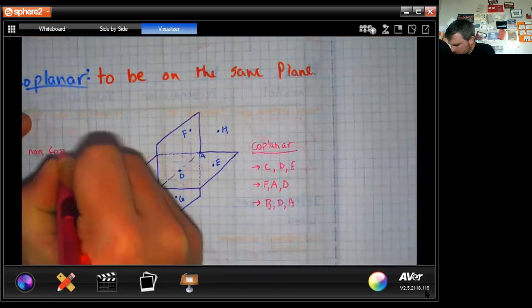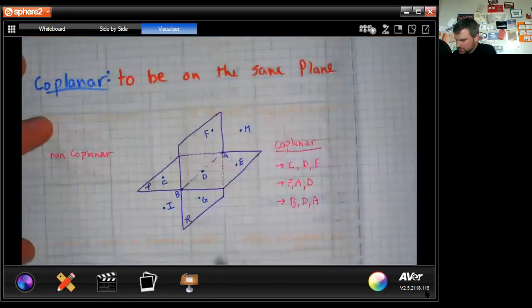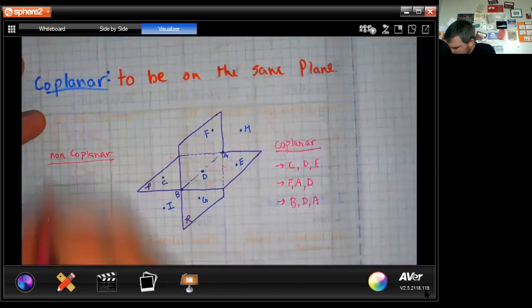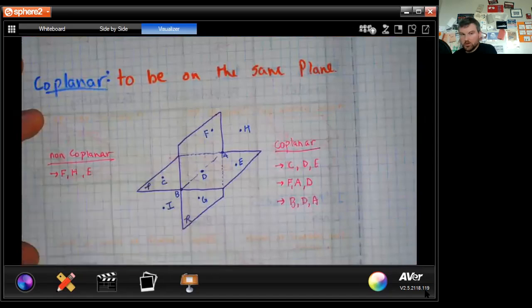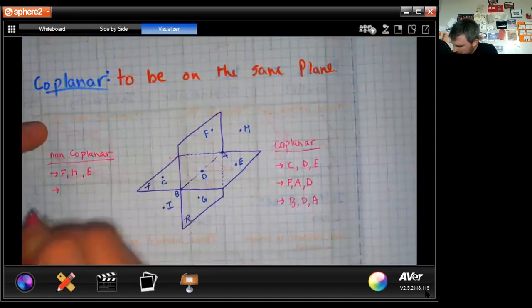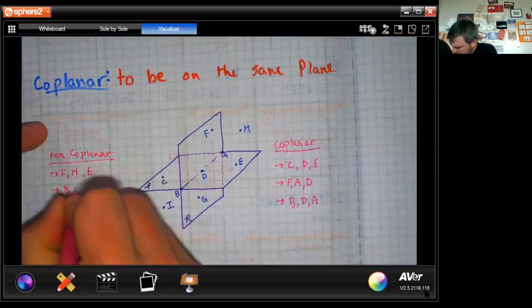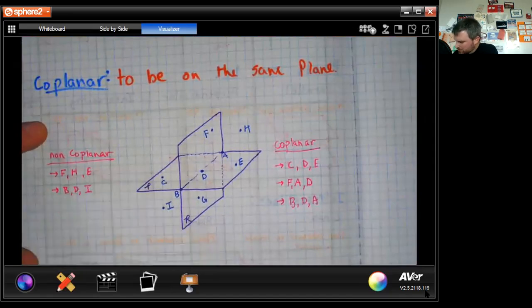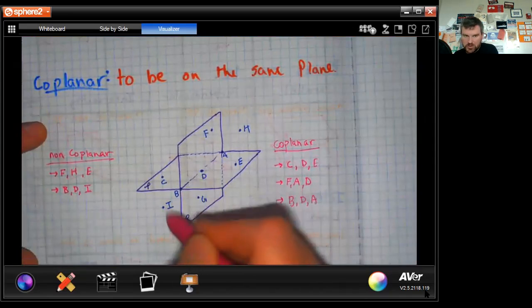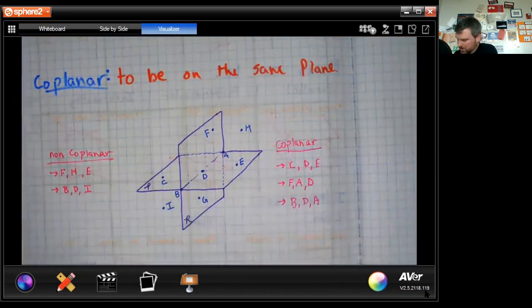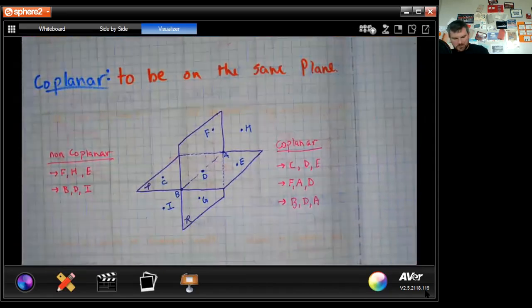So non-coplanar. Okay, so non-coplanar points. Let's say F, H, E. Those are non-coplanar. A group of non-coplanar. Let's do B, D, I. Now B and D are on the same planes, but when you throw I into the group, they are not as a group coplanar. Okay, so that is some more definitions for you.